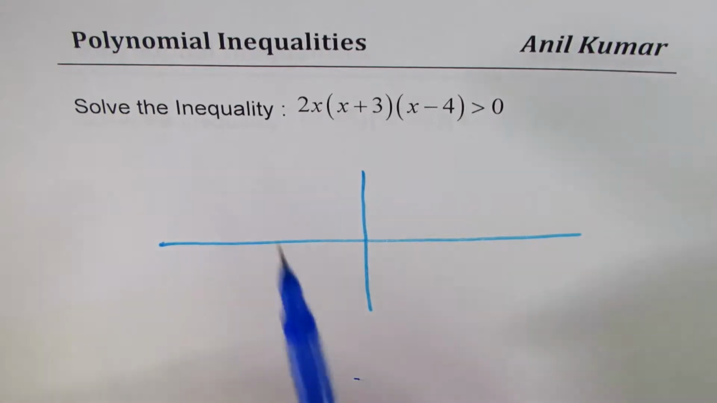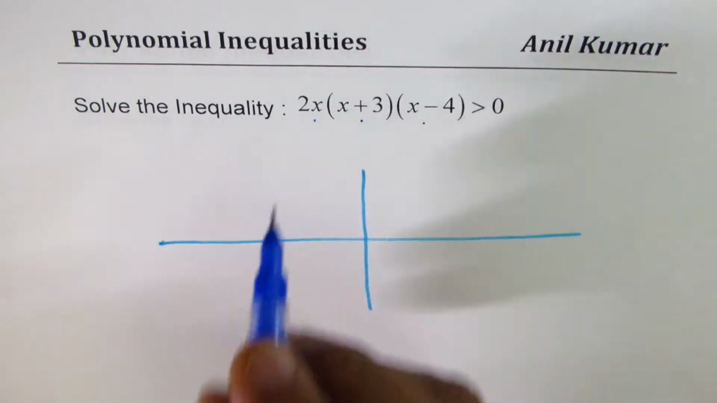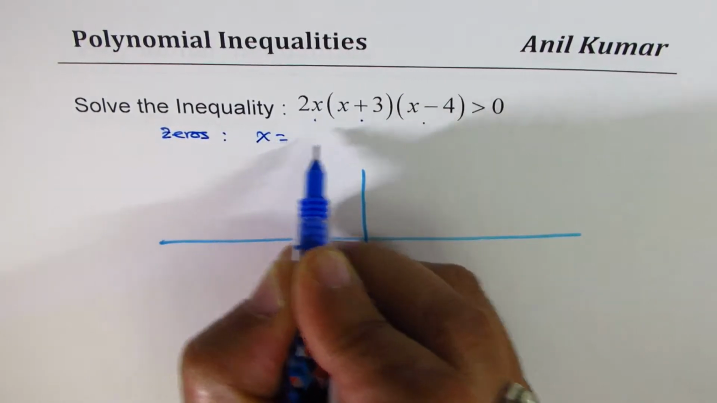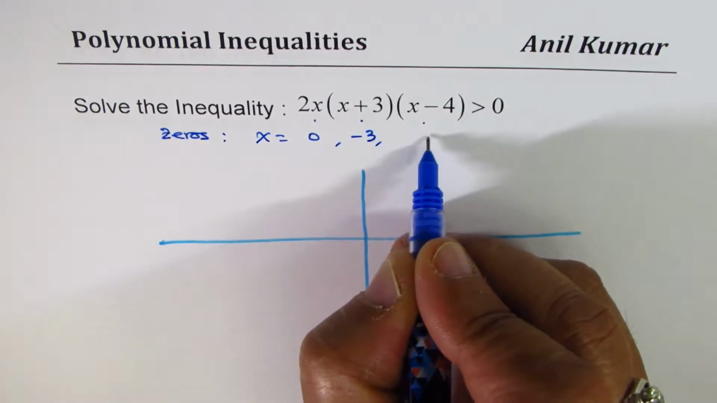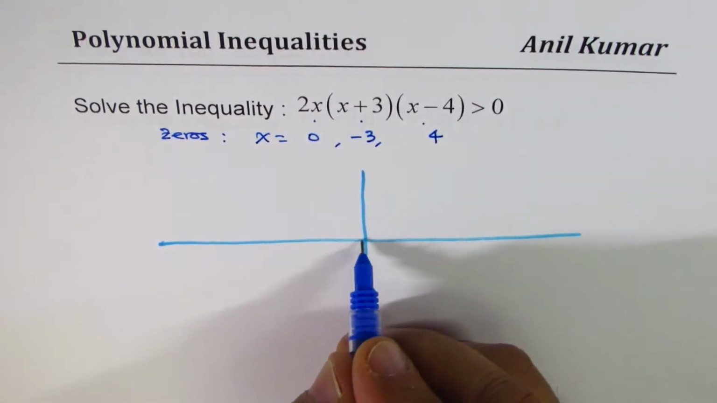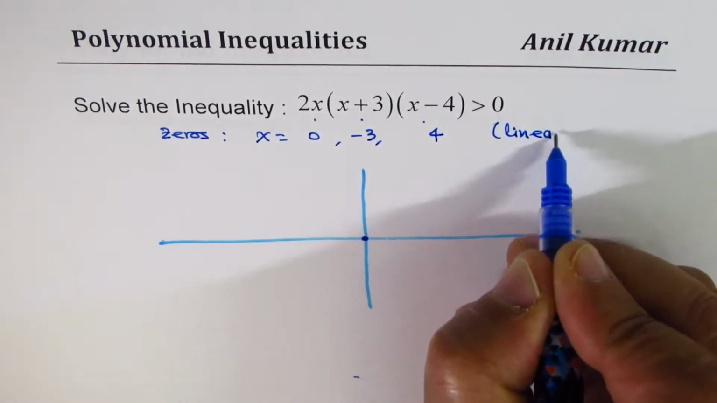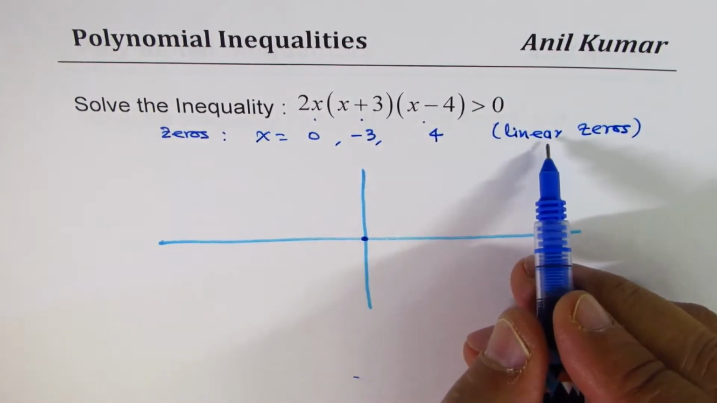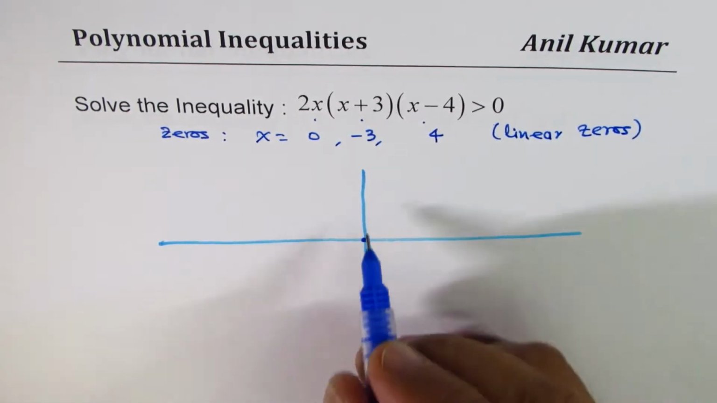From the given equation, we know we have three zeros, right? It is a degree 3 polynomial. The zeros are at x equals 0, x equals minus 3, and x equals plus 4. All three are linear zeros. That means the order of multiplicity is 1, so they'll cross the x-intercept like a straight line, okay.